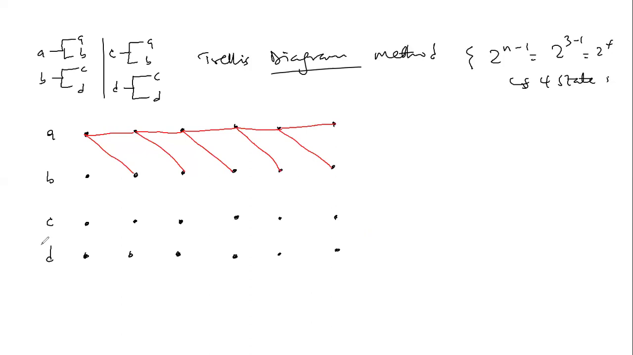okay, let's use a different color. Now we're at this point, so we can move from B to C or B to D. We can move from B to C or B to D, all the way across.